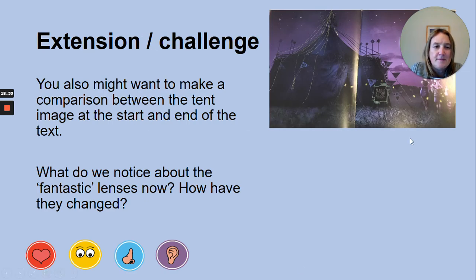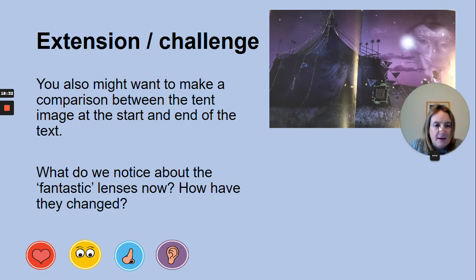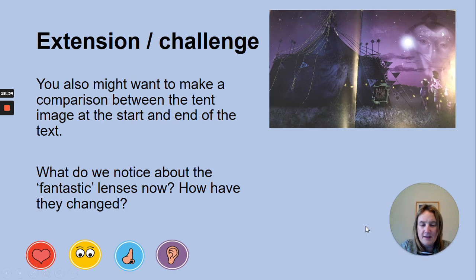Some of you might, if you finish that, want to have a look at this, and at the end of the book, that tent image is there again. But the colours are so different, and we've got that almost image of Abdul Kazam in the air, and it's very dark and it's very mysterious. So I set this as a challenge. You don't have to do this, but some of you might want to, or at least start to think about it and talk about it.